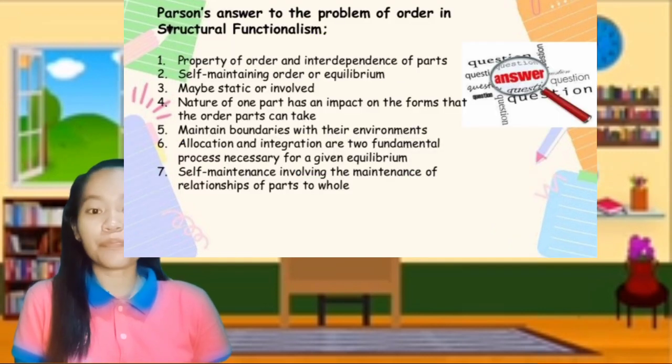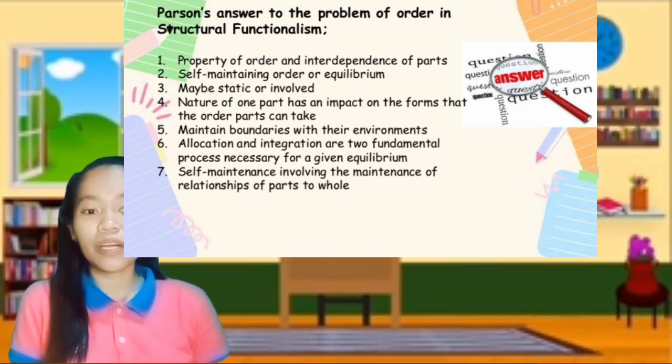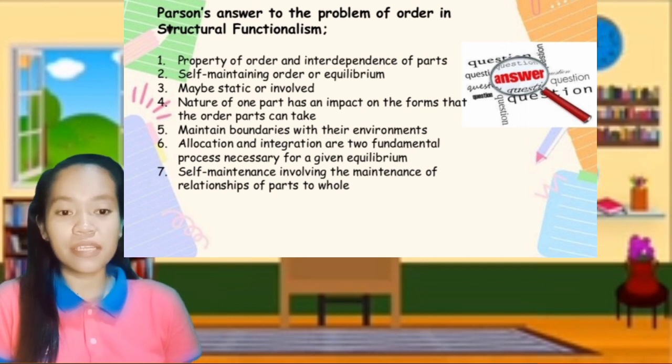So the first thing is the property of order and interdependence of parts. Second one is self-maintaining order or equilibrium. Third one may be static or involved in change. Fourth, the nature of one part has an impact on the forms that the other parts can take. Five, maintain boundaries with their environment. Six, allocation and integration are two fundamental processes necessary for a given equilibrium. And last, number seven is self-maintenance, involving the maintenance of relationships of part to whole.